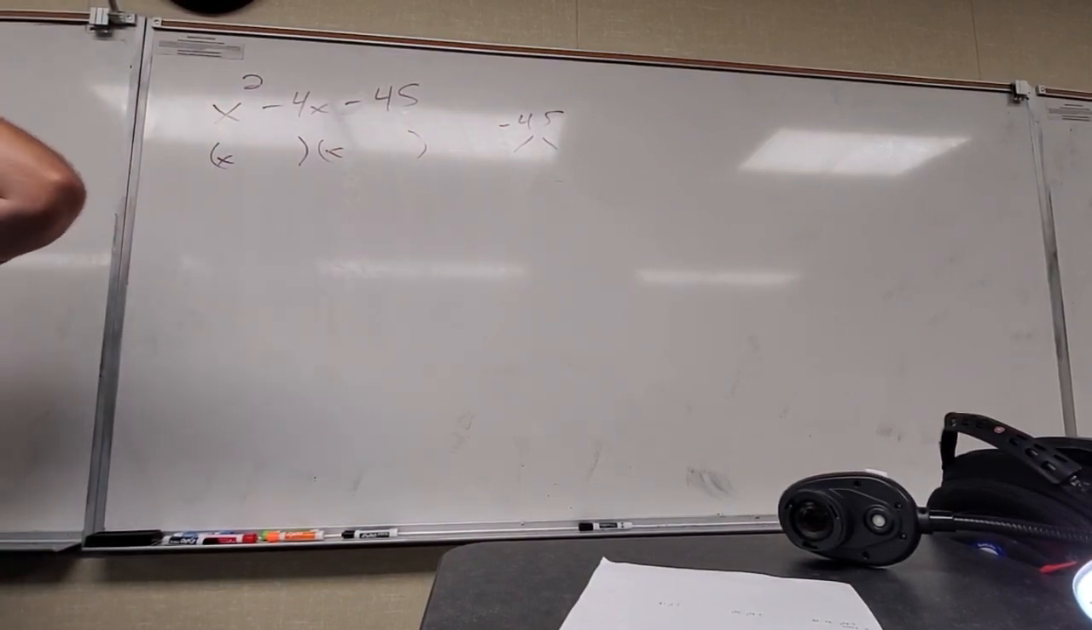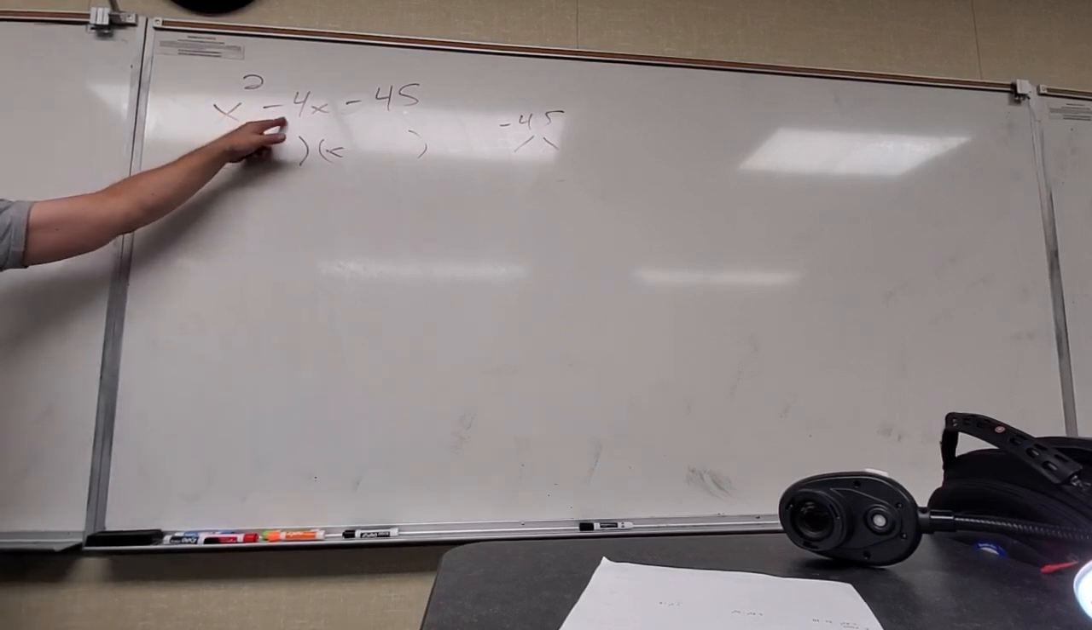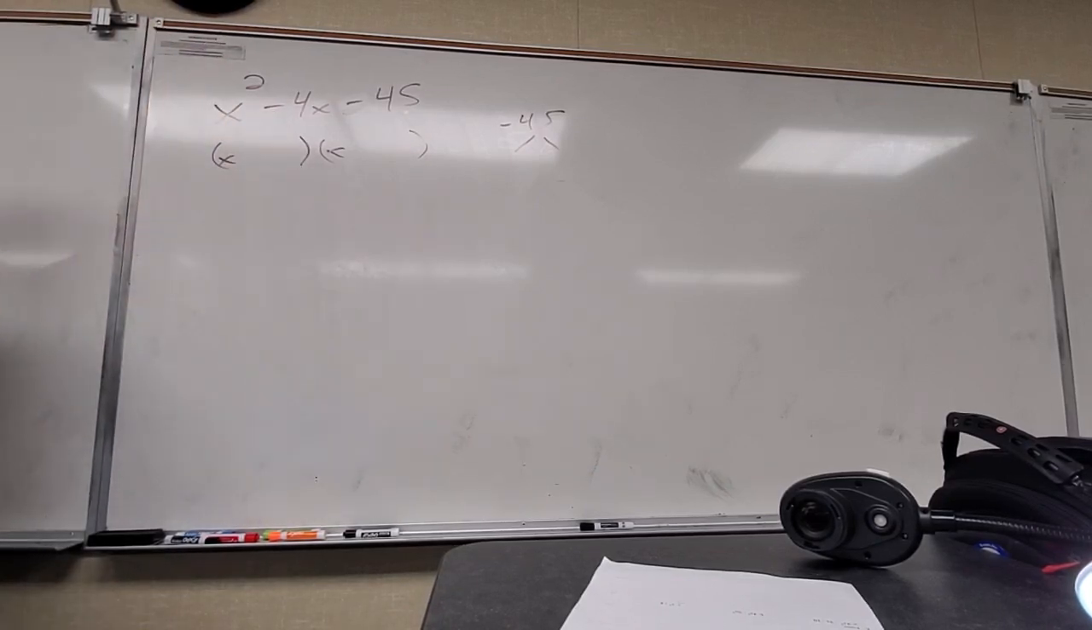The bigger number has to be negative so that when I combine them, the answer is negative. Does that make sense? If my debt is bigger than the money I've got, I'm still in debt. That's what I just said, right? Are you guys with me? So two numbers add to be negative, your debt's bigger, the negative number is bigger.